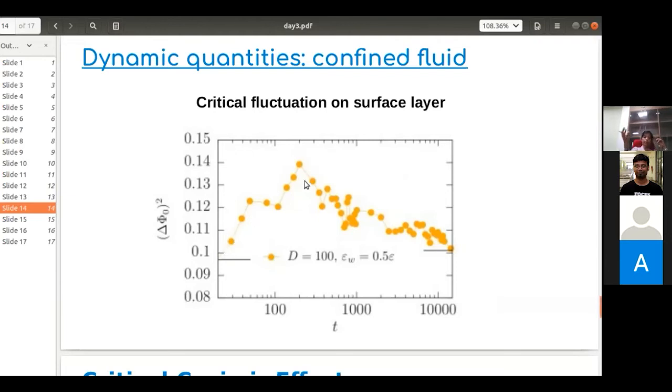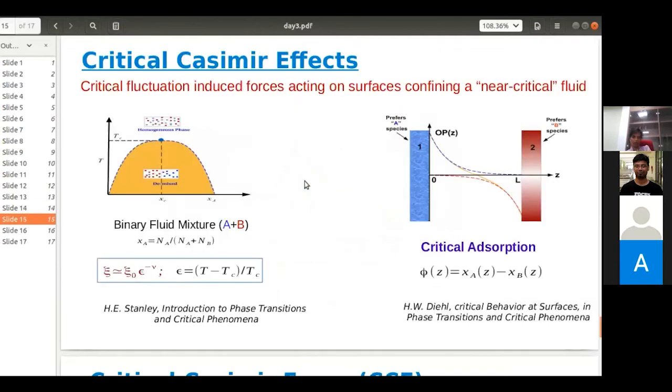You have layers of A type particles forming on top of the surface. That's why the value of the surface layer order parameter is increasing. And then finally, things are going to reach the new equilibrium state. So that's about the non-equilibrium dynamics which goes on.